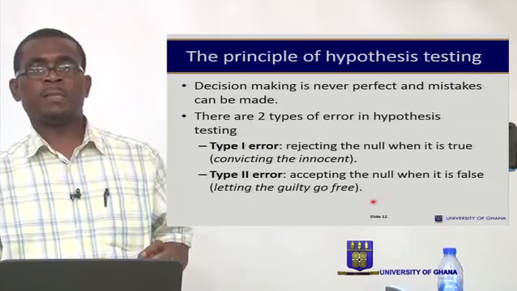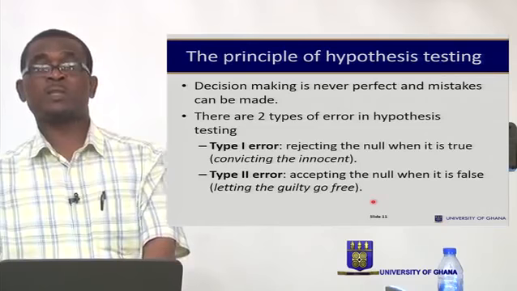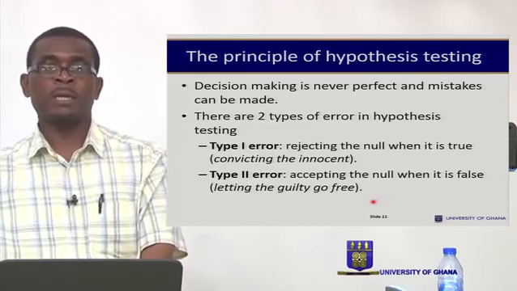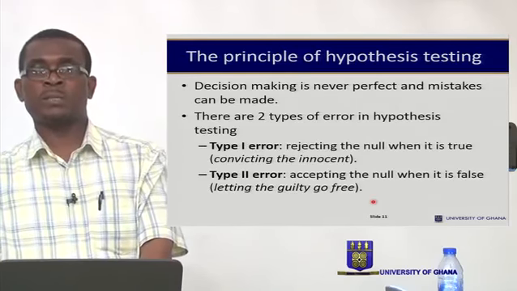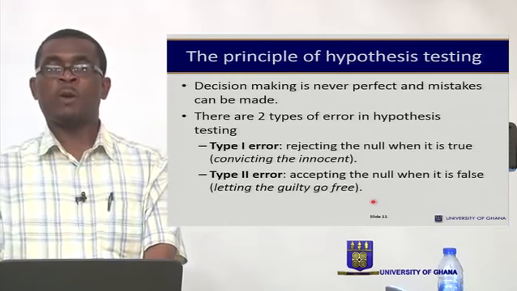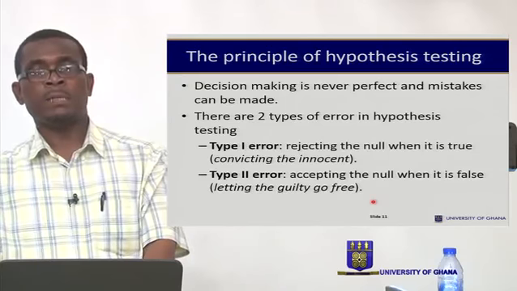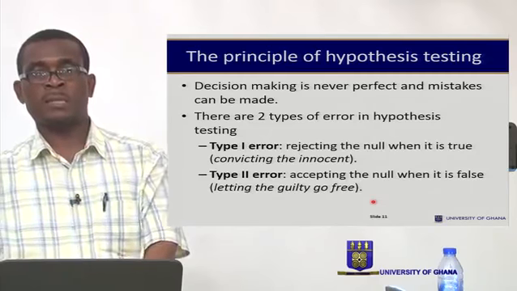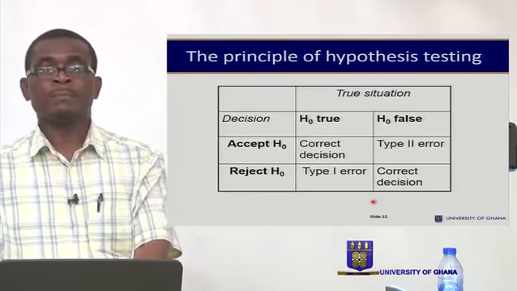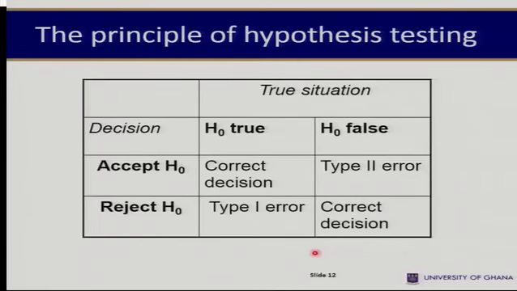Now, in making decisions, we are bound to make errors. And in hypothesis testing, there are two types of errors we can make. The type 1 error, where you reject the null hypothesis when it is true. In other words, you will be convicting the innocent, right? And then the type 2 error, accepting the null when it is false. That is, you let the guilty person go free. So we summarize the potential errors in hypothesis testing in this table nicely, type 1 and type 2 error.